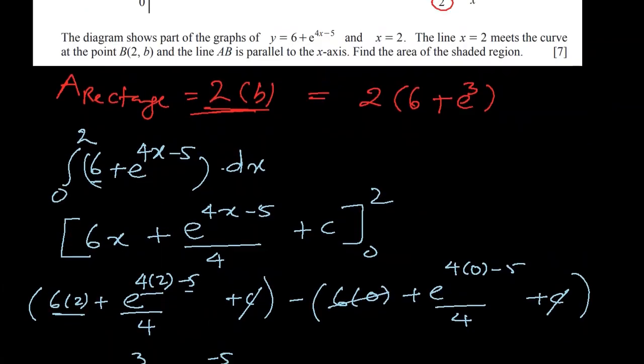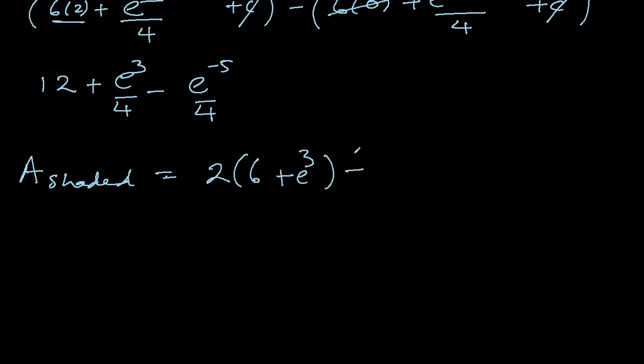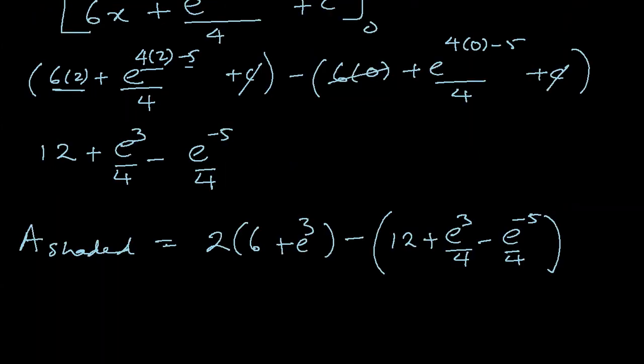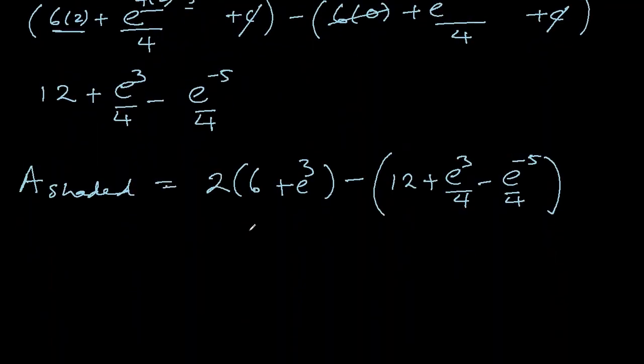Okay, rectangle's area was 2 times 6 plus e cube. So area of the shaded part will be 2 times 6 plus e cube, minus 12 plus e cube over 4, minus e to the power minus 5 over 4. Are they saying exact area or no? So we can give our answer in decimal. Let's use a calculator to evaluate this and we'll get our answer.